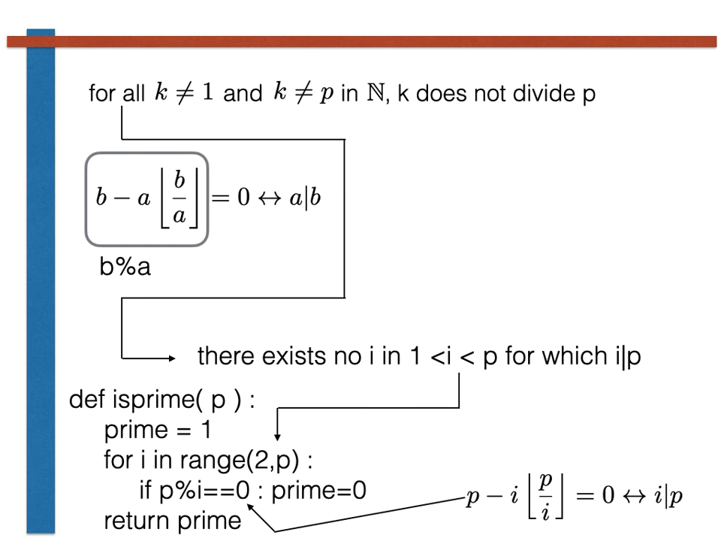Outside the loop, we have set the truth value of the proposition prime equal to 1. If none of the values that we test divide p, then prime will still equal 1 at the end of the program. If, however, any one of the values does divide p, prime will be set equal to 0 as the proposition that p is prime is false.